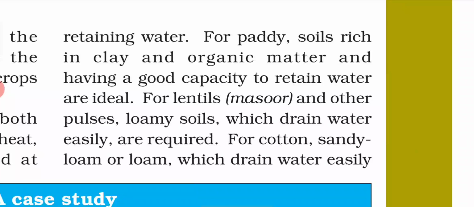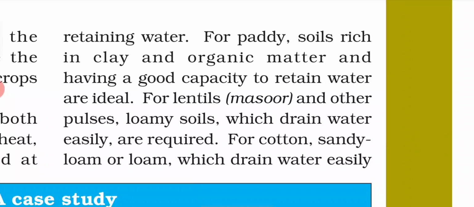Now for lentils, which we also call masoor, and other pulses, loamy soil which drains water easily is required. Loamy soil is able to drain water easily, and that type of soil is required because if water collects inside the soil, these pulses will not grow properly.